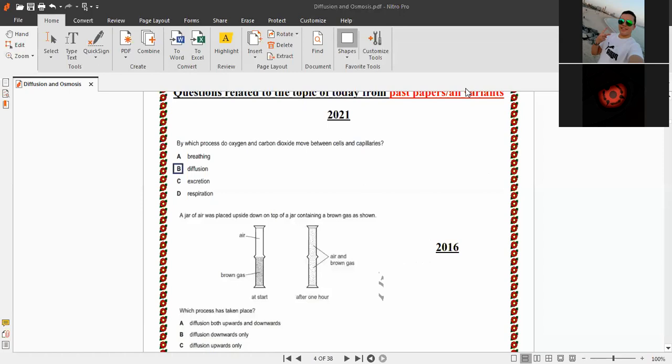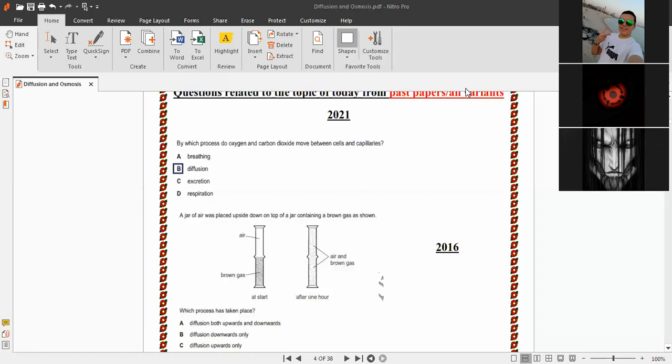Omar? Okay, this is the example. Yes, sir. Do you have any question first for diffusion? The movement of particles from high concentration to low concentration, down the concentration gradient, from high to low. Do you have any question for this?